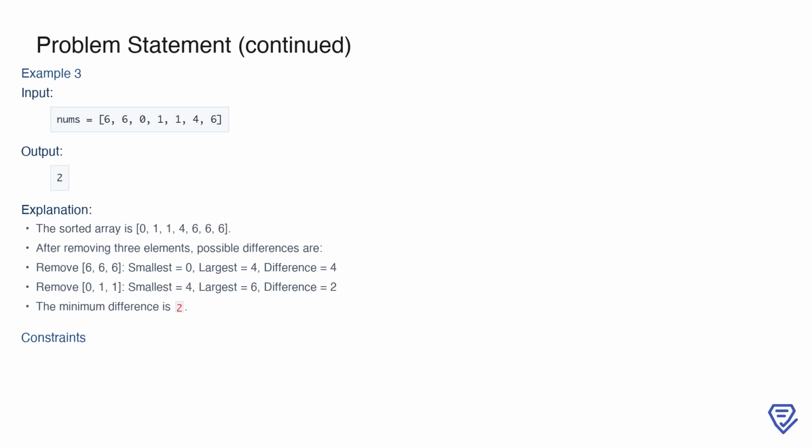Let's look at another example to deepen our understanding. Here, we have nums equals 6, 6, 0, 1, 1, 4, 6. After sorting, the array becomes 0, 1, 1, 4, 6, 6, 6. Now, we examine the possible outcomes of removing 3 elements. If we remove all the largest values, 6, 6, 6, the smallest and largest remaining numbers are 0 and 4, giving us a difference of 4. On the other hand, if we remove the smallest values, 0, 1, 1, the smallest and largest remaining numbers become 4 and 6, resulting in a difference of 2. Since 2 is smaller than 4, the minimum difference for this example is 2.